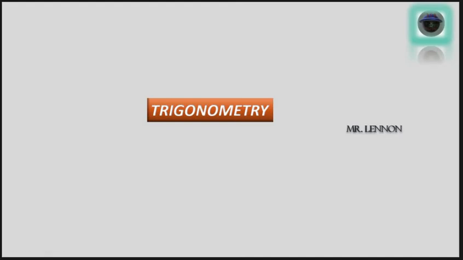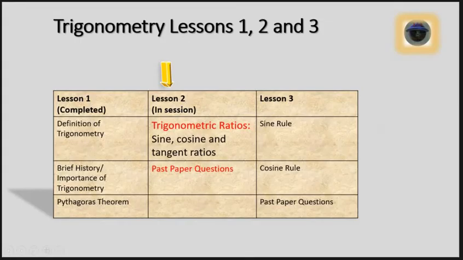Trigonometry. In the previous lesson, we looked at Pythagorean theorem. In this lesson, we'll be looking at the sine, cosine, and tangent ratios and their inverses.